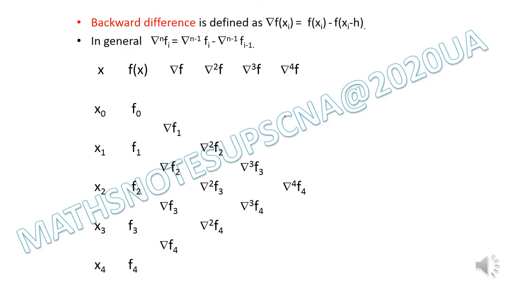Basically the numerical values of the forward difference table and backward difference table are the same. Let's take the first order difference, backward delta f1. This will be equal to forward delta f0. So both of them are the same in numerical value, only the notation is different.